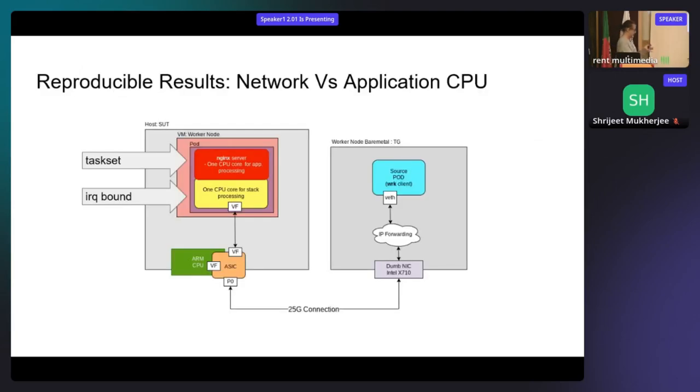So as I said earlier, we have a taskset to pin NGINX to the red CPU. An IRQ was bound to the yellow CPU for the network stack, so the network stack is processing here. User space, essentially, and somewhere around the socket boundaries, is running over here. Packets would come all the way on the 25 gig connection. The BlueField would forward them directly into the pod, so it's as if the pod was sitting on the wire.